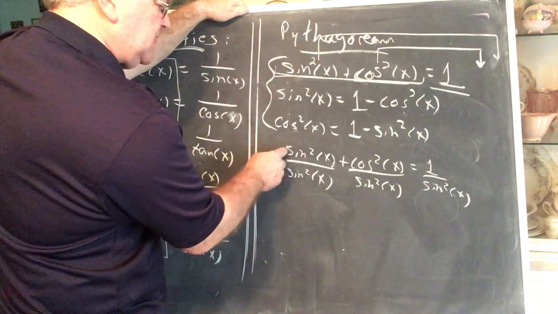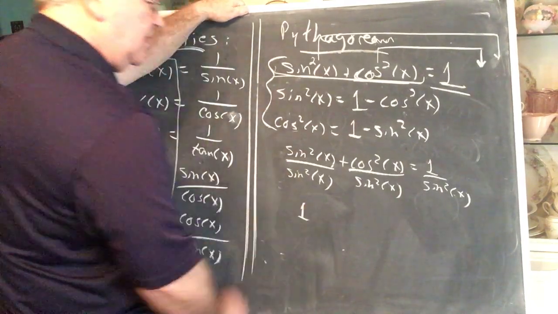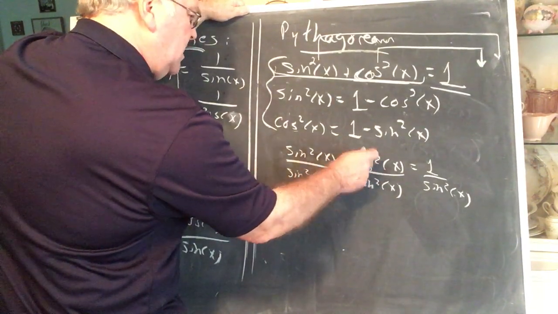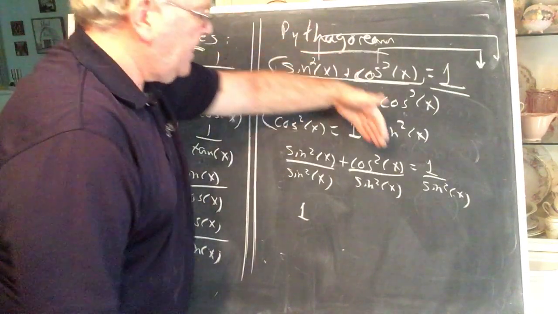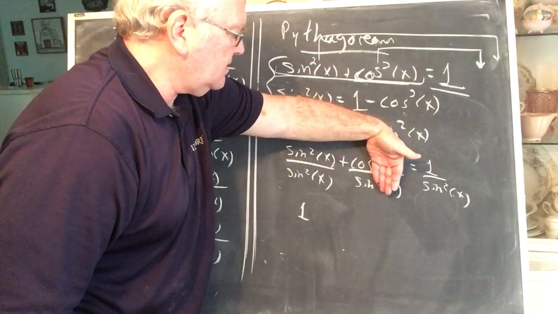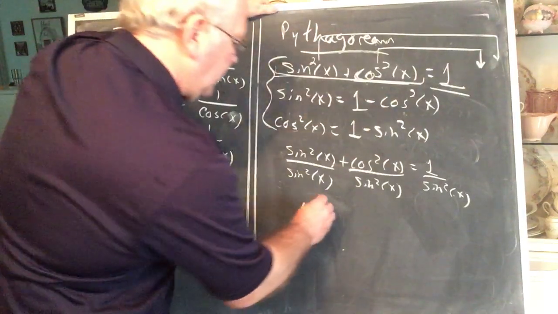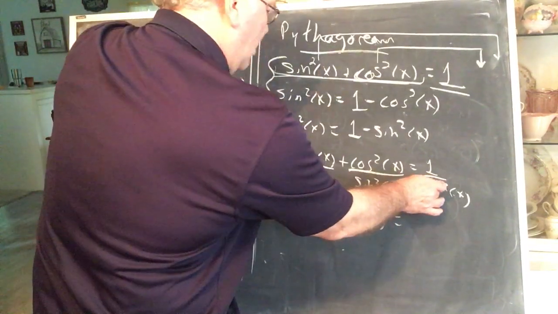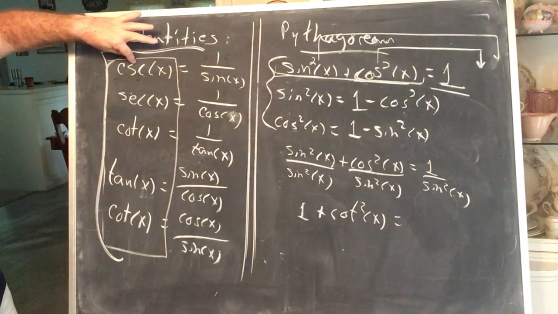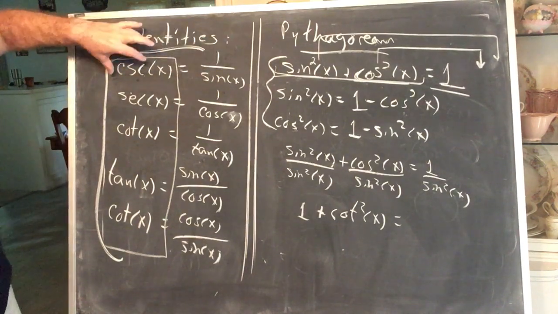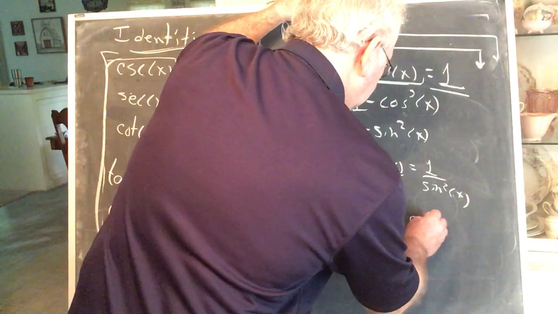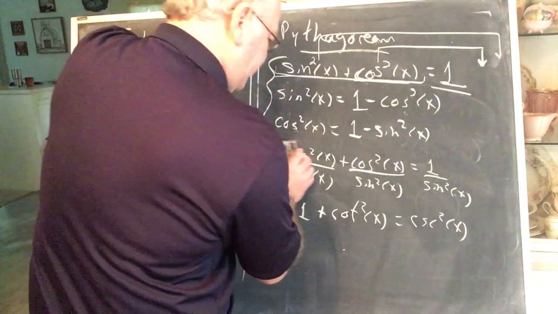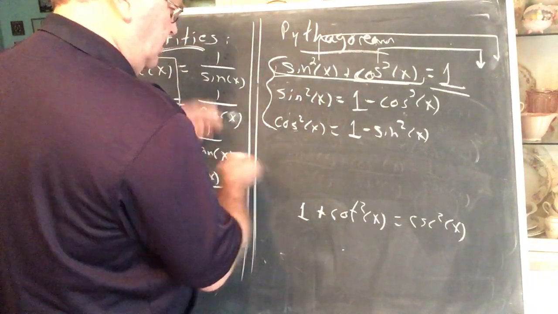Now simplify each piece. Sine squared over sine squared is 1. Cosine squared over sine squared. What is that? Well, cosine over sine is cotangent. Cosine squared over sine squared is cotangent squared. And what's 1 over sine squared? Well, we know 1 over sine is cosecant. So 1 over sine squared, if you square this side, you square this side as well. And so we generate another identity. I'm going to erase this piece and move this up to a little bit higher station.